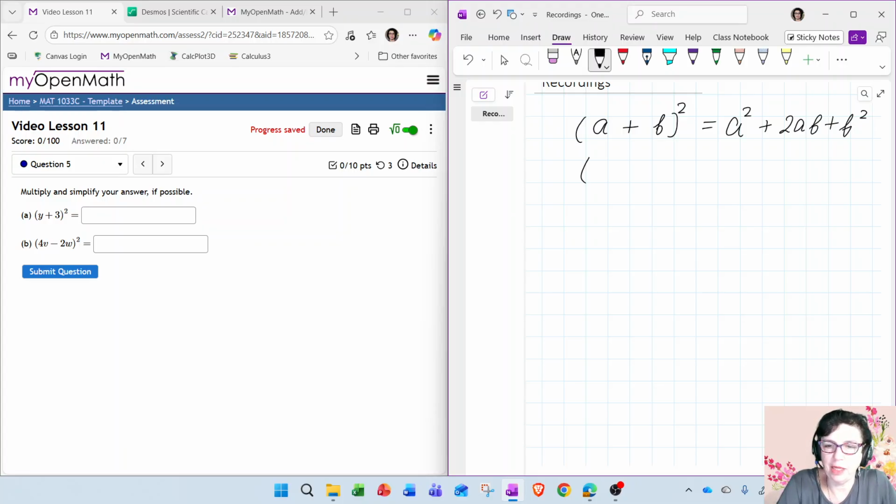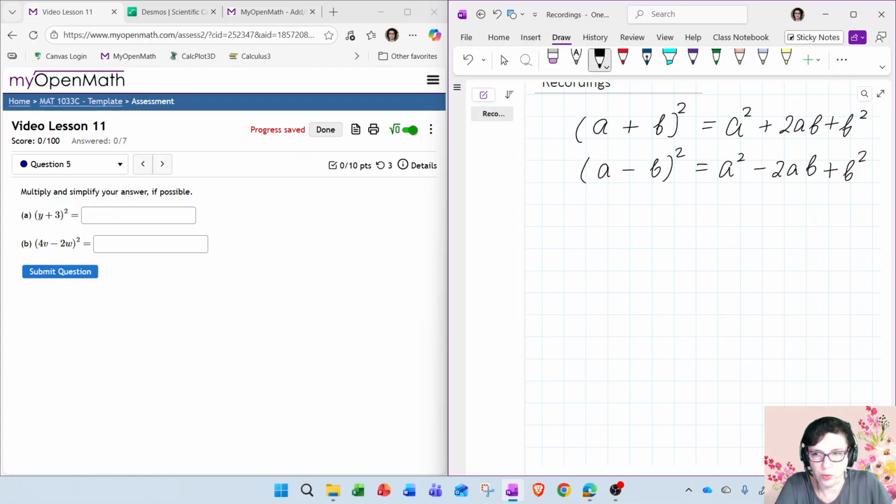We have the exact same thing whenever we have a minus. Multiply the first number by itself or square it, multiply the second by itself, and we'll have actually a plus here. And the only difference is the middle term will be a minus, negative 2ab. That's one way you can do it.